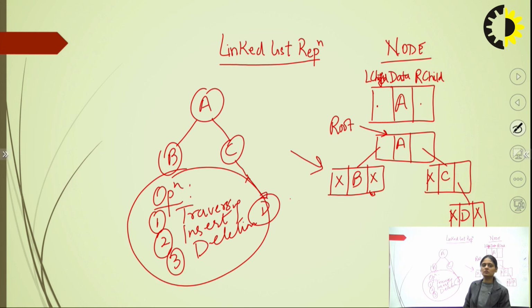These operations can be performed in case of array representation as well as in case of linked list representation. In the next lecture, we will see how we can perform the operations on a binary tree data structure.